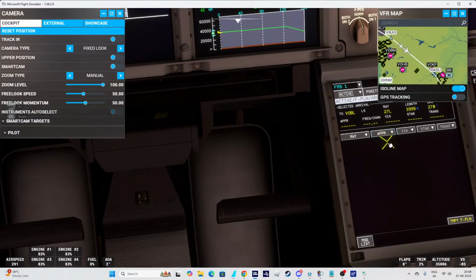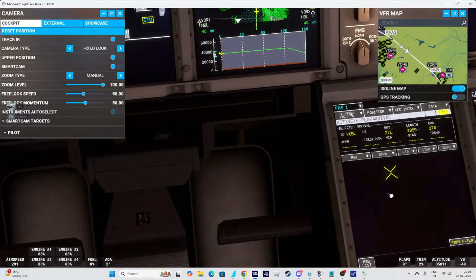Alpha 341, turn left heading 280. Descend to flight level 130. Left heading 280, flight level 130, Alpha 341. I cannot do an ILS approach. Descend to 4,000 feet, QNH 1004. 4,000 feet, QNH 1004. Contact approach radar 127.9.